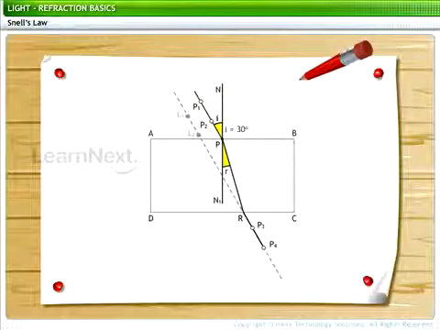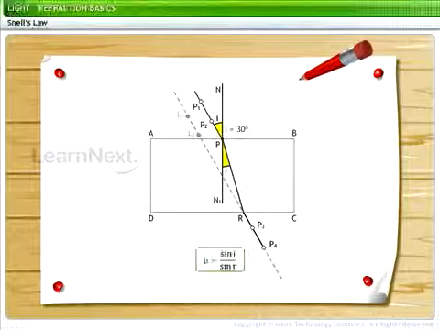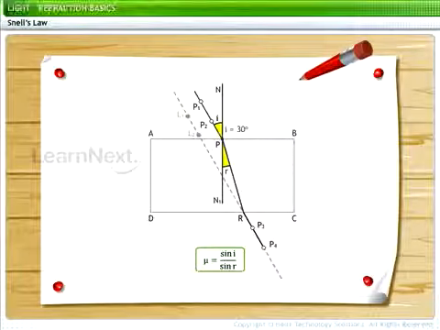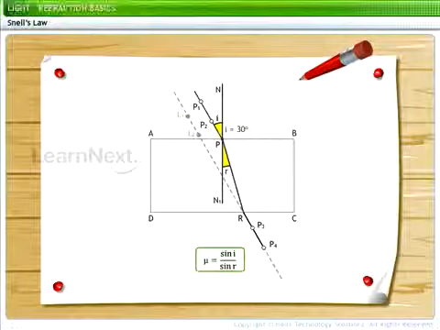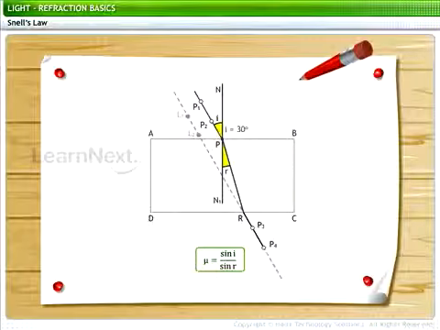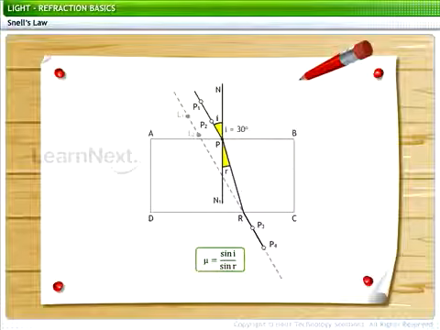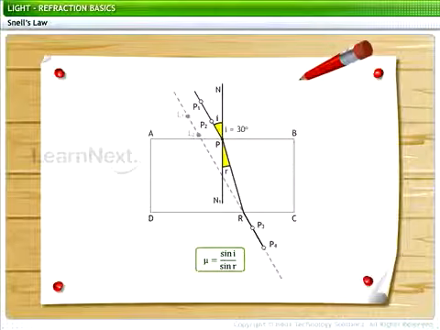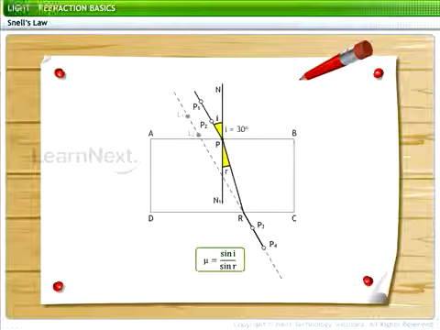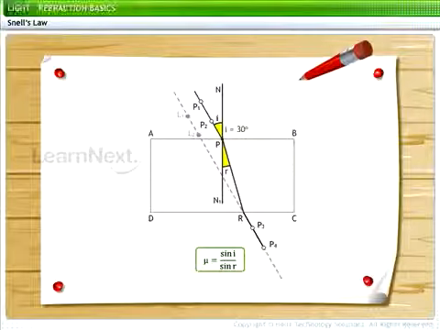Finally, by finding their sine values and applying it in the formula, we find mu is equal to sine I divided by sine R. If the experiment is repeated using different values of angles of incidence, the refractive index remains the same. Thus, this experiment verifies Snell's law.